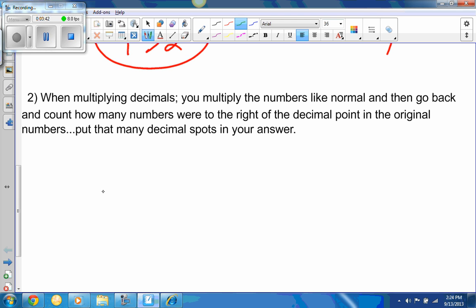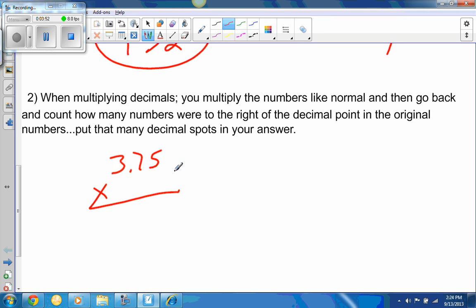So for example, if I have 3.75 and I want to multiply that by 0.7. You do not have to line up decimals when you're multiplying decimals. That's only when you're adding and subtracting. So I'm going to go ahead and multiply this like normal. 7 times 5 is 35. Carry your 3. 7 times 7 is 49. Plus that other 3 is 52. Carry your 5. 7 times 3 is 21. Plus 5 is 26. So multiply like normal.